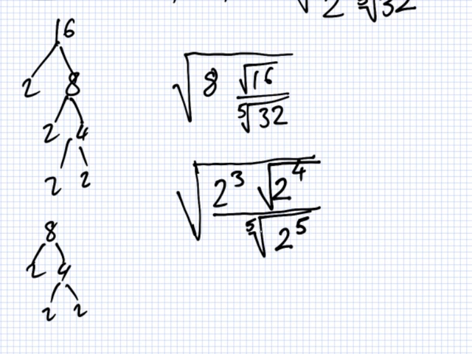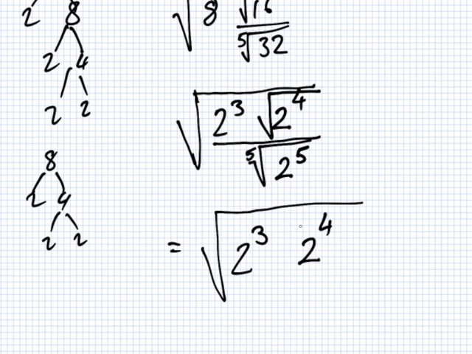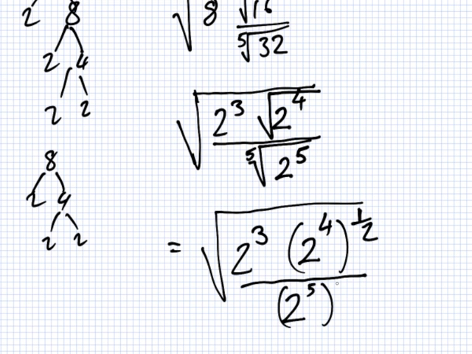Now it's looking a little better because there's a 2 and everything. Okay, what should we do next? I think what I would do next is something with the roots. So what power is square root? Square root is what power? Half. And then down below, what power is fifth root? 1 over 5.